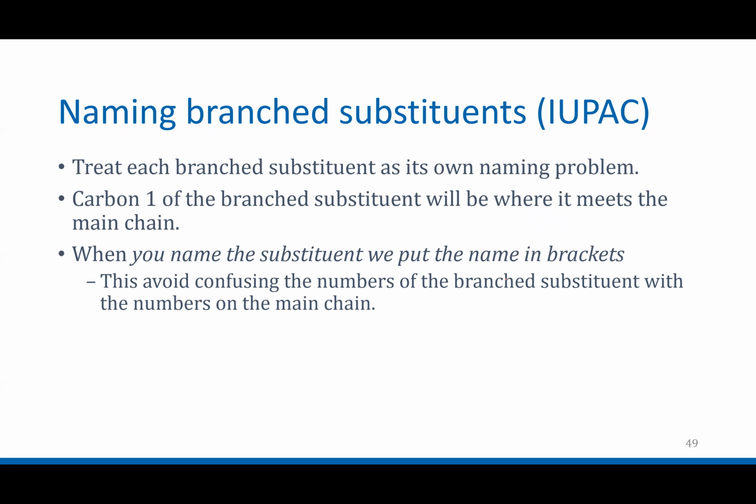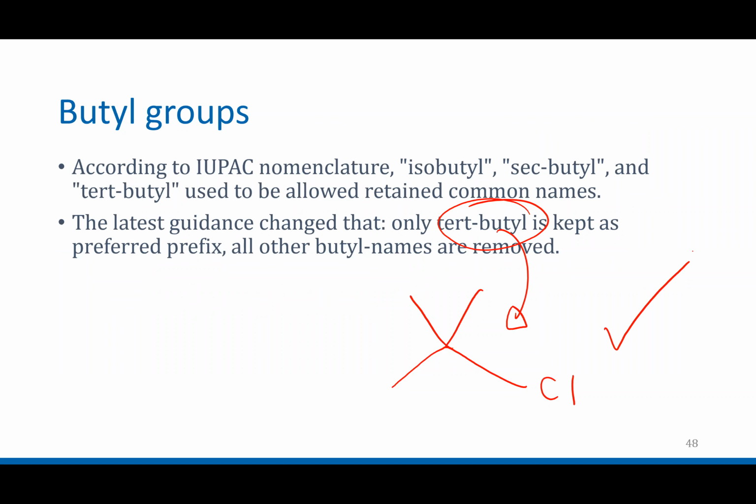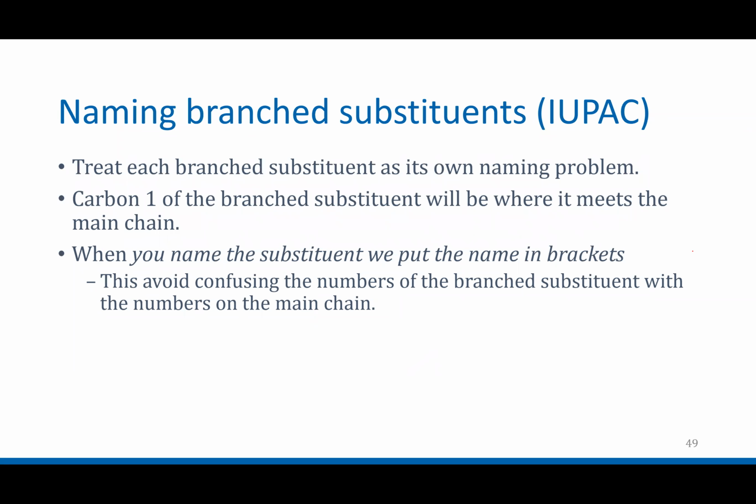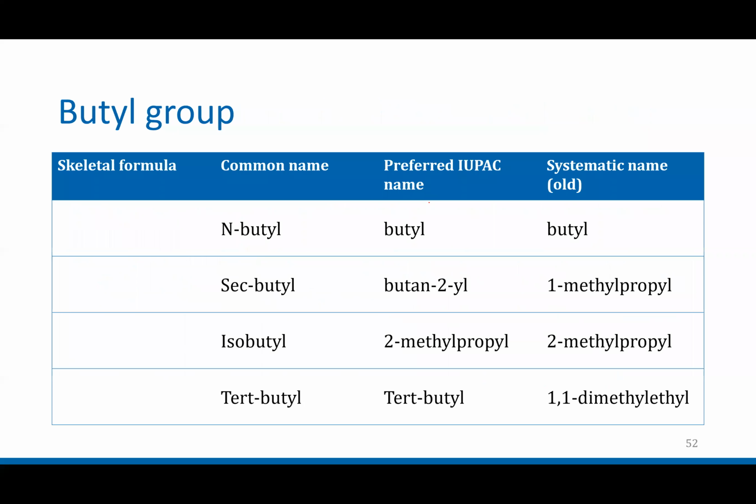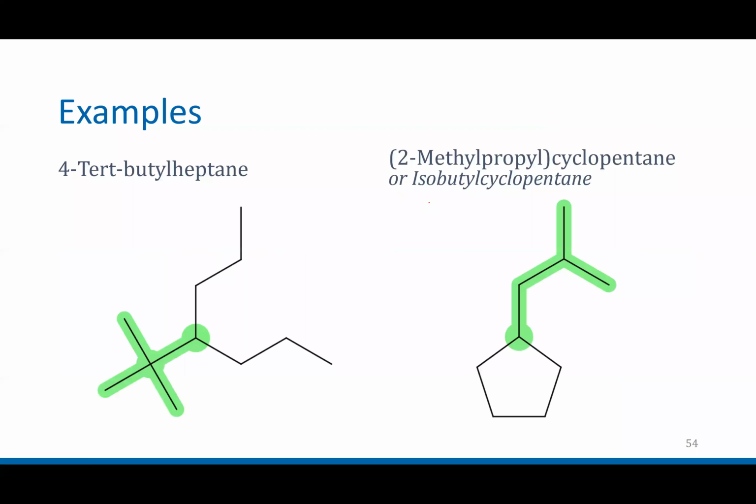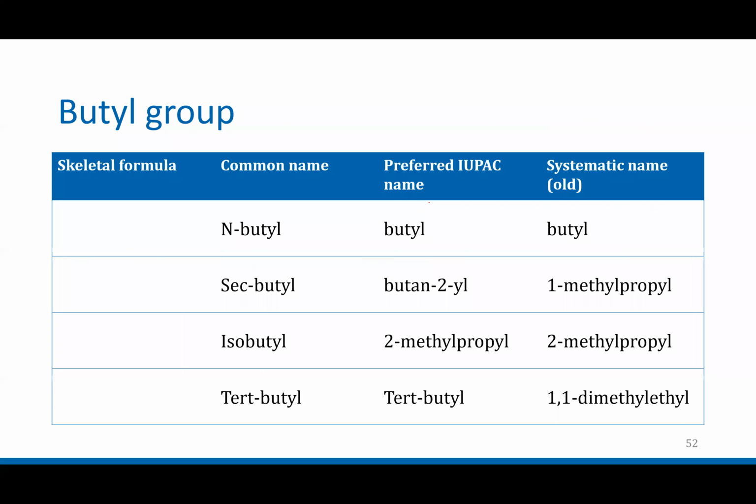So to name branched substituents with the IUPAC method, so tert-butyl still keeps around, basically treat each branched substituent as its own naming problem. Carbon 1, the first carbon of the branch substituent, is where it meets the main chain. And when you name the substituent, or again, remember when I say substituent, I mean the branch, you put the name in brackets. So let me show you how this works. I'll basically show you two examples, and maybe we'll pick this up next day for a review.